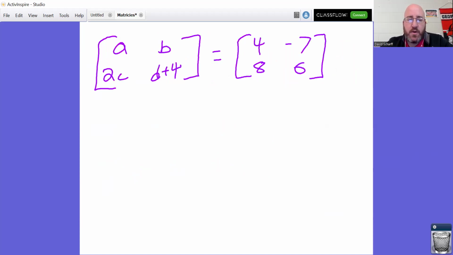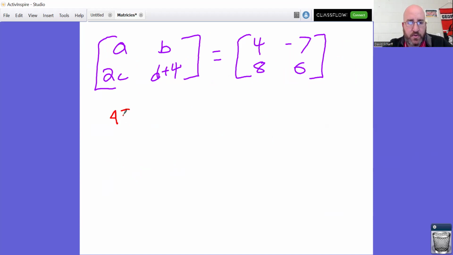All right, so excuse me. This is our matrix equality. Okay. And again, so we're just gonna go top left equals top left.